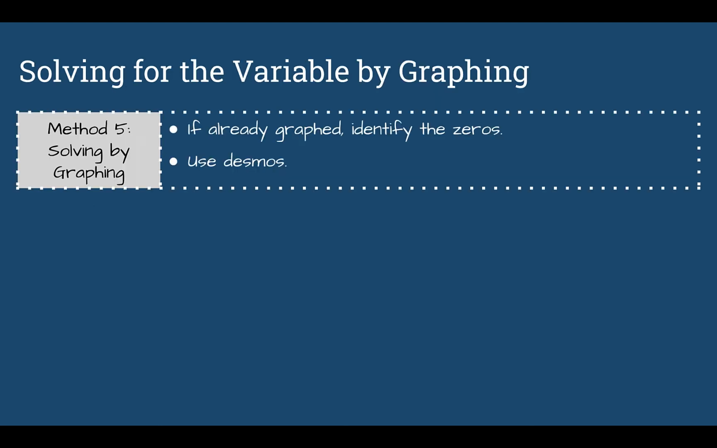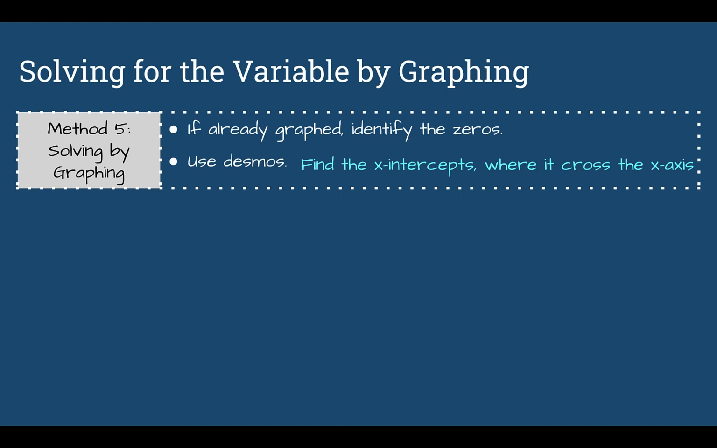Graphing is our fifth method that we have seen where we can solve for x when it isn't a quadratic function, or solving when it's x squared. So if it's already graphed, you just need to identify the zeros. If it's not graphed, we can use Desmos. What you're looking for, you're finding the x-intercepts, or where it crosses the x-axis. Most times it will cross twice.